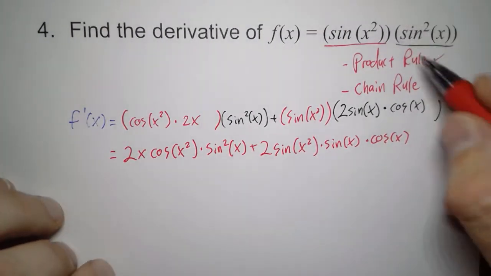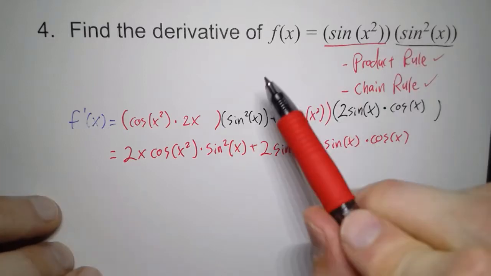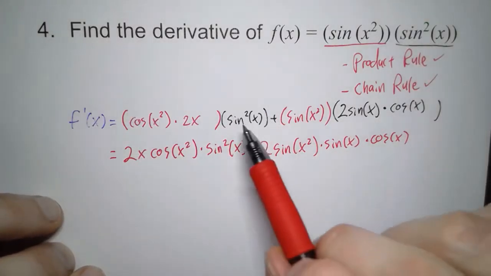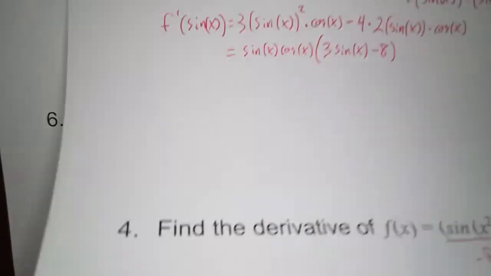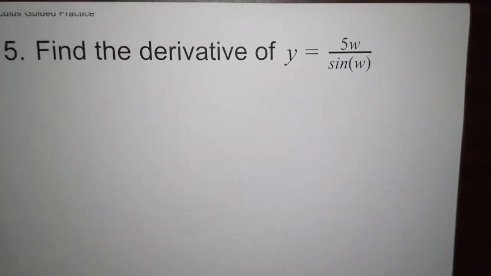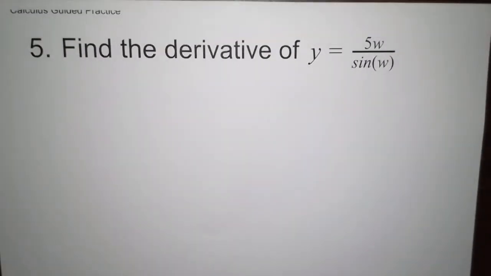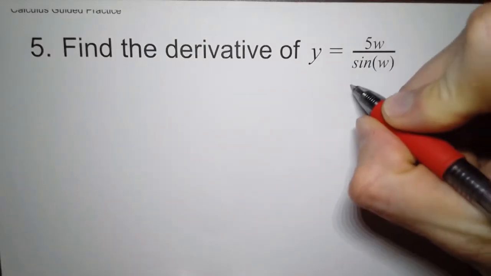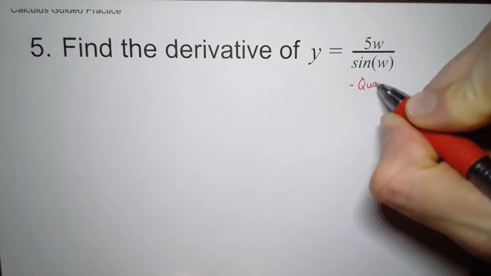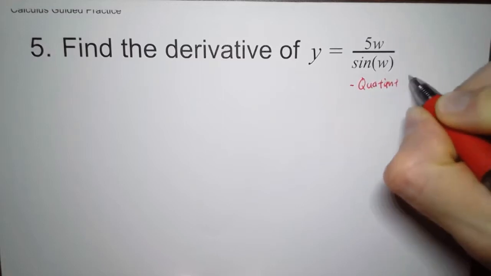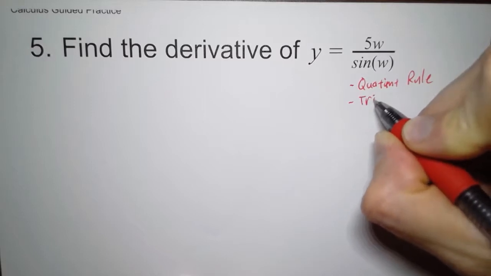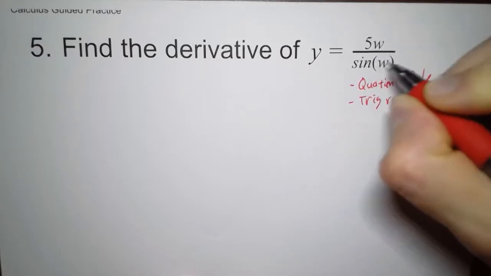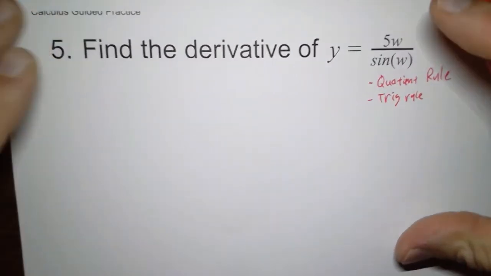Again, we did product rule, and then we came back a second time. I left the parentheses blank so that I could then do chain rule. So now moving on to number 5. Here, this one is just a very simple quotient rule along with trig rules. That is, we have sine that we need to find the derivative of.